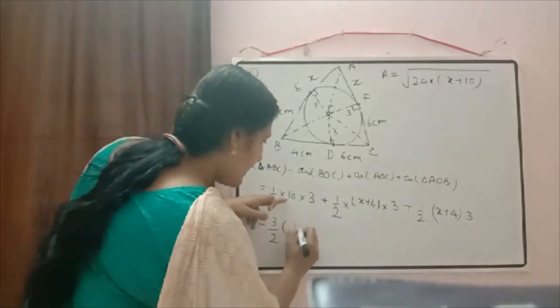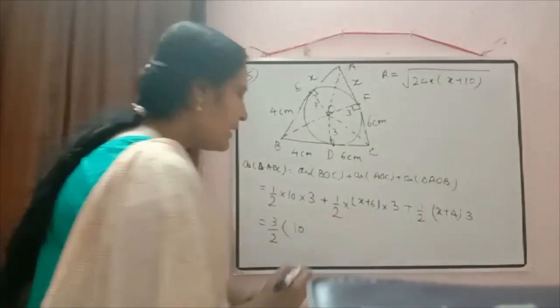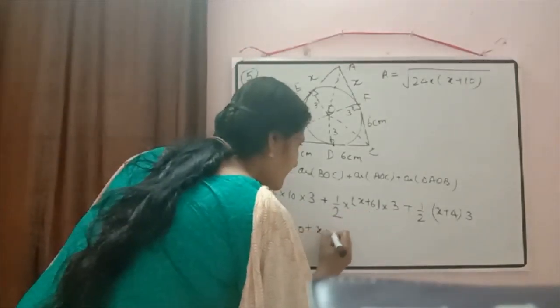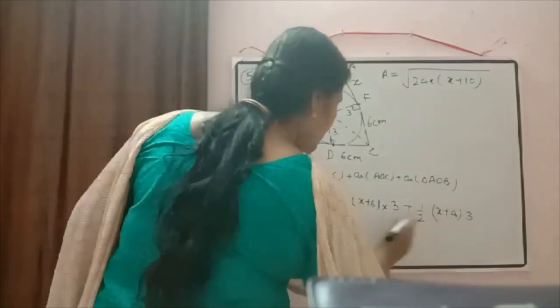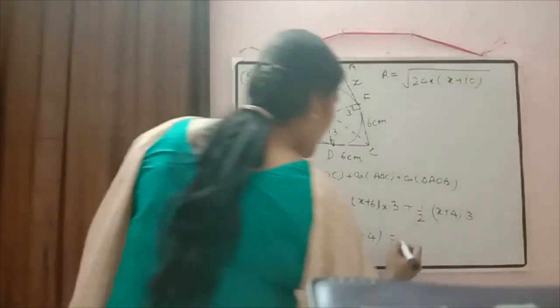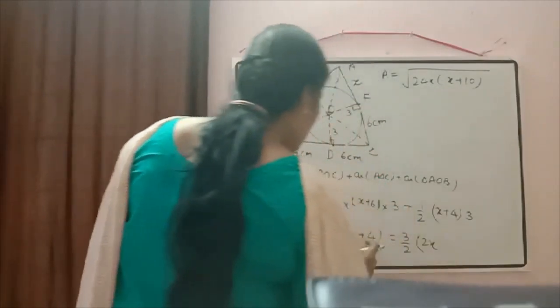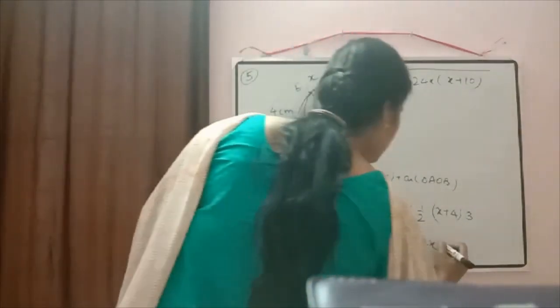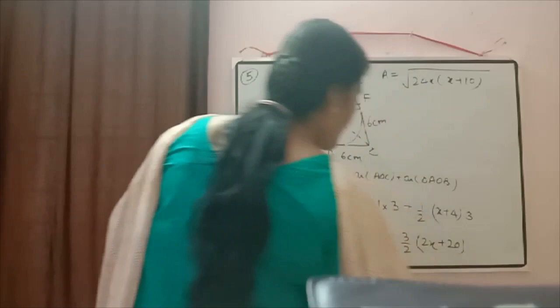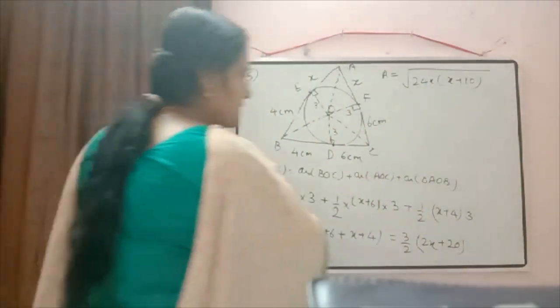What will remain there? 10 is remaining. Here 3 and 2 taken common, x plus 6 is remaining. Then next, again here 3 and 2 taken common, x plus 4 is remaining. So what are we getting here? 3 by 2 into x plus x will be equal to 2x, 6 plus 4 is 10, 10 plus 10 will be equal to 20. So we are getting 3 by 2 into 2x plus 20.